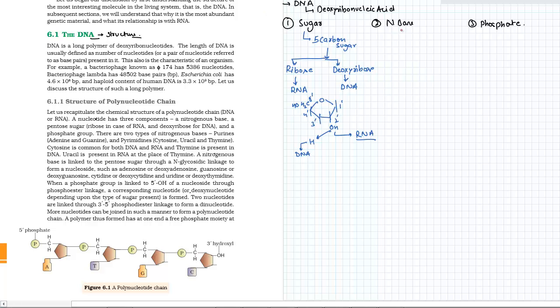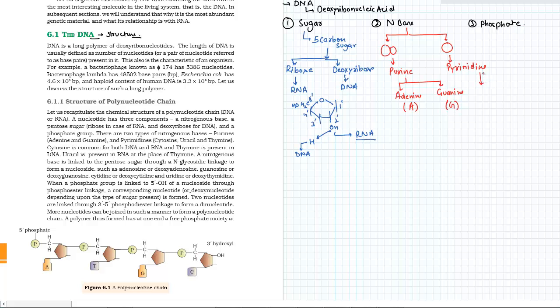Now let us first discuss the nitrogenous bases. Nitrogenous bases can be divided depending upon the number of rings they have. They can either have 2 rings in their structure, or they can have 1 ring. If it has 2 rings, it is known as a purine, and if it has 1, it is known as a pyrimidine. The purines can be divided into 2: adenine, denoted as A, and guanine, denoted as G.